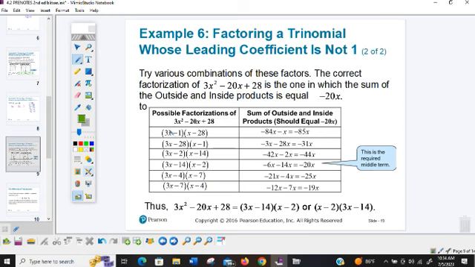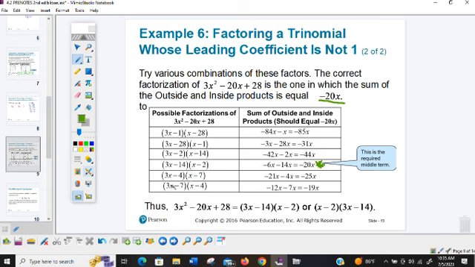Okay, so on this one, when we look at it, we're looking for a negative 20x in the middle. So my outside was a negative 84x, my inside negative 1, that's negative 85. Didn't work. Outside negative 3, inside negative 28, that adds to negative 31. Didn't work. Outside, that one gives me a negative 42. Inside negative 2, that adds to negative 44. So that didn't work. On this one, 3 times negative 2 is negative 6. Negative 14 times 1 is negative 14. There's the one that adds to the negative 20 in the middle.